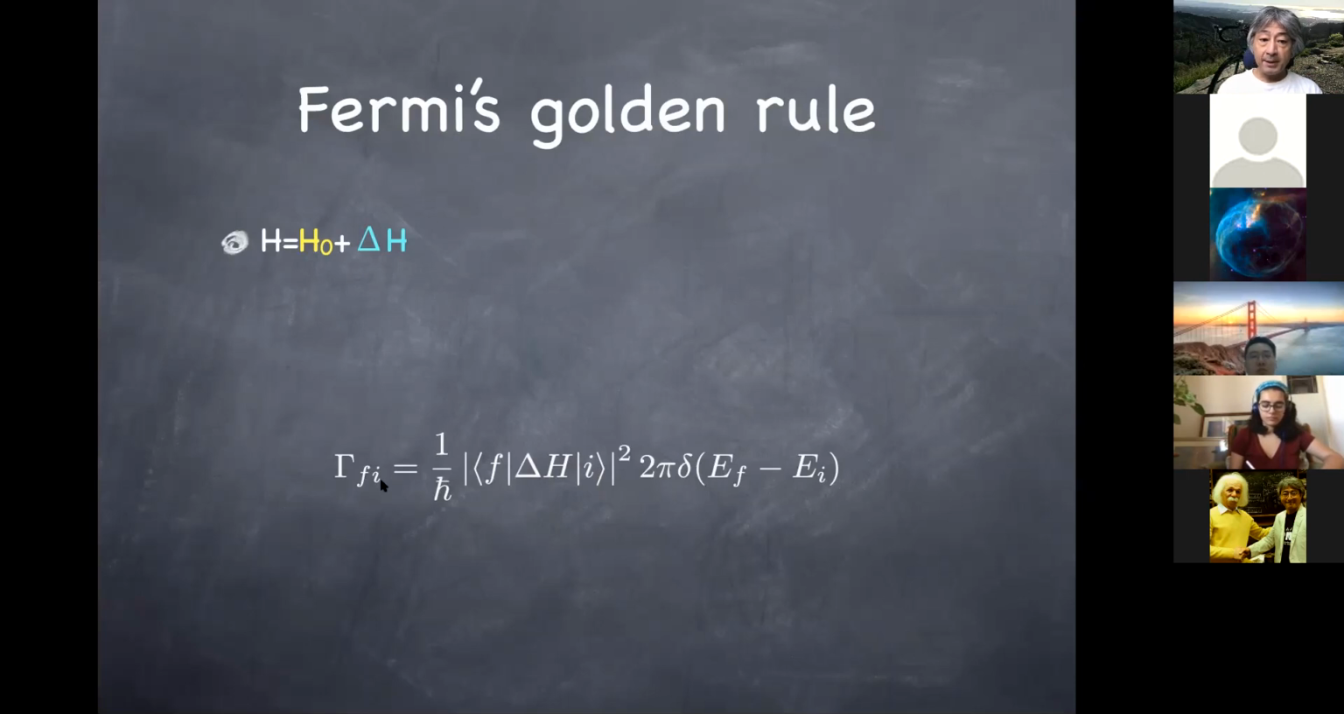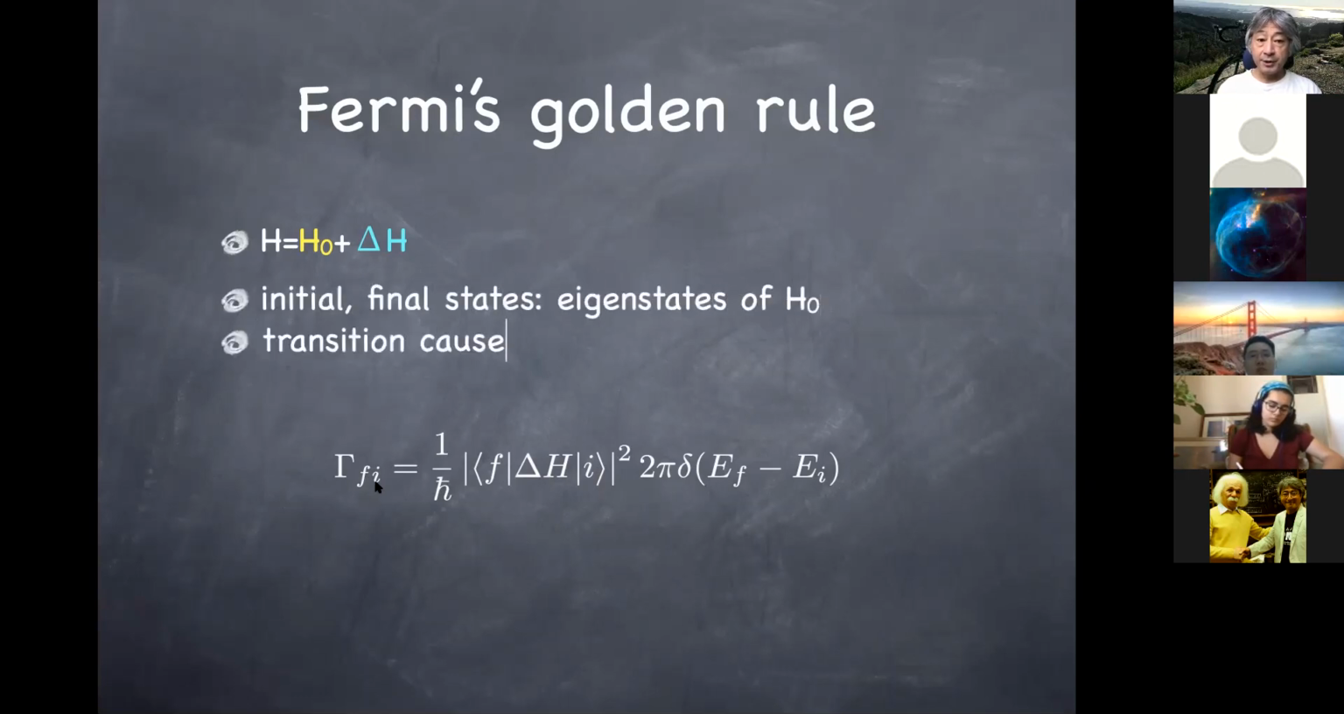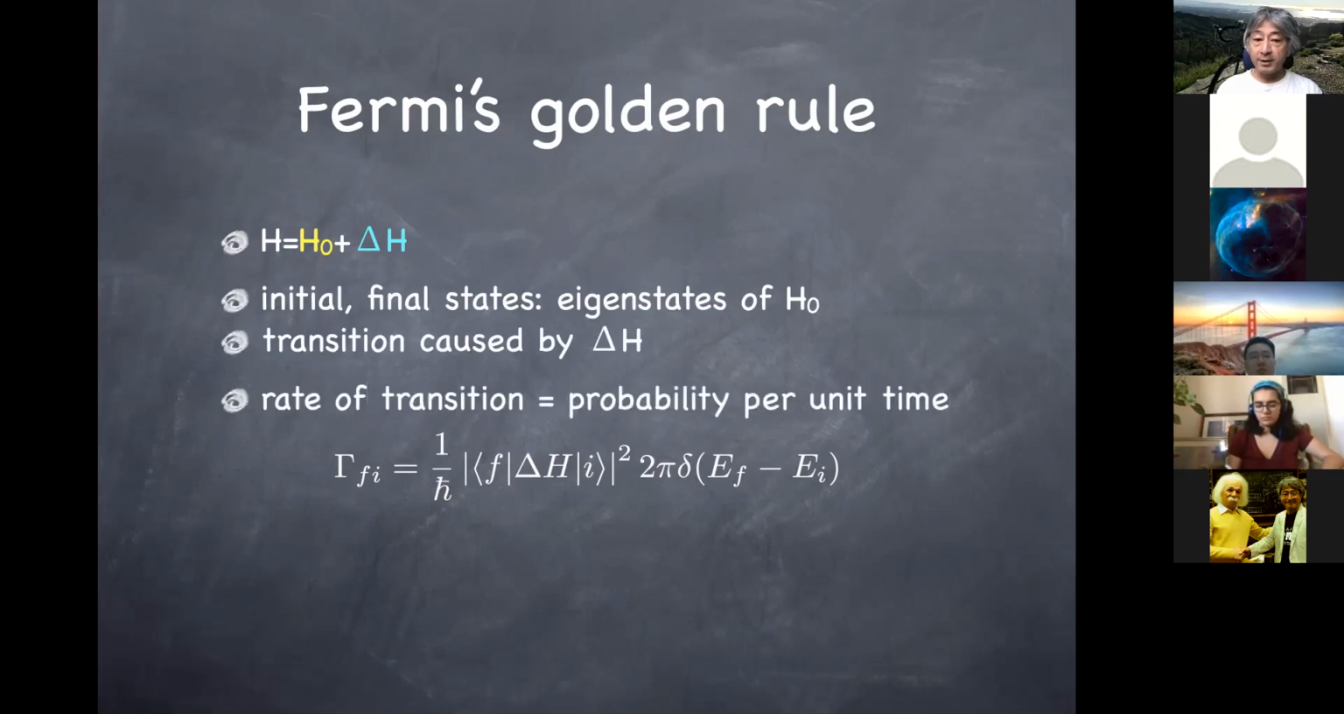And so this gamma Fi is the rate of transition, which is the same thing as to say that you actually have a transition from initial state I to F, and gamma is the probability of the transition per unit time. And that's the definition of the word rate. So the rate of transition is the probability of the transition per unit time. So that's this quantity gamma.